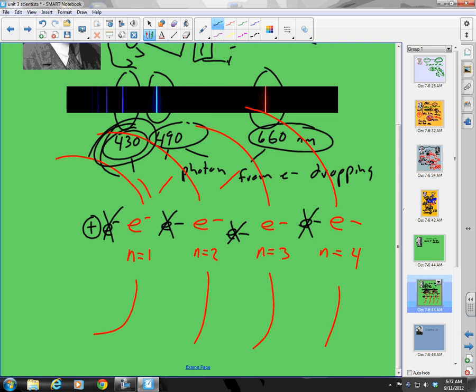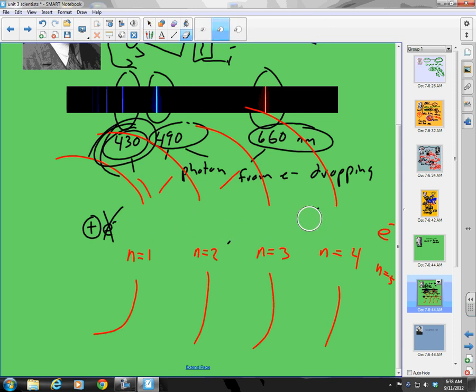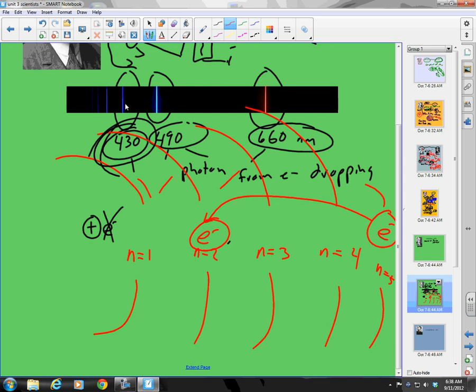Well, an electron, actually out here at n equals 5, I have an electron out at n equals 5. Let's get rid of all these others because, okay, so here we go. Here's my hydrogen. I have an electron out here at n equals 5. What happens? It drops back, and in this case, it drops back to n equals 2. And when it drops from n equals 5 to n equals 2, what happens? It emits a photon of energy, and that photon has a wavelength of 430. So every time an electron drops from 5 to 2, a photon was released.